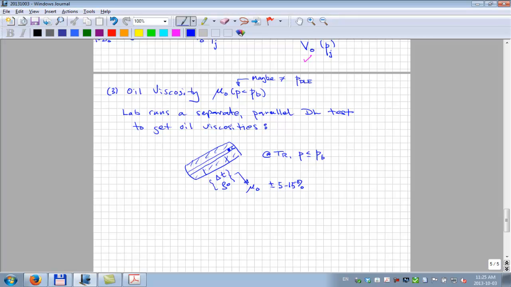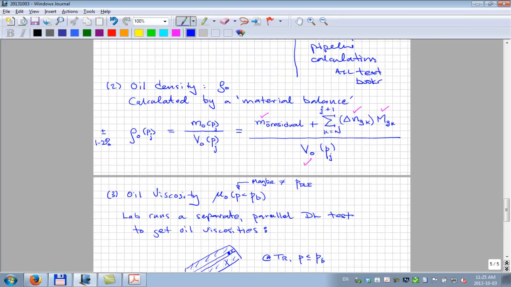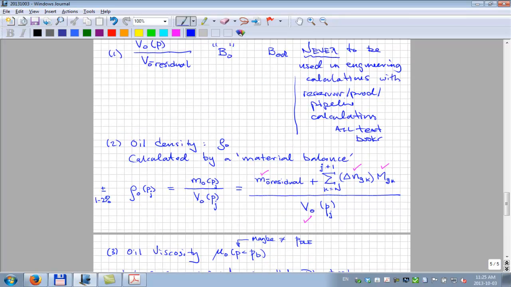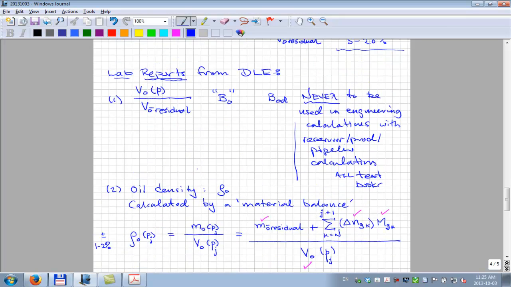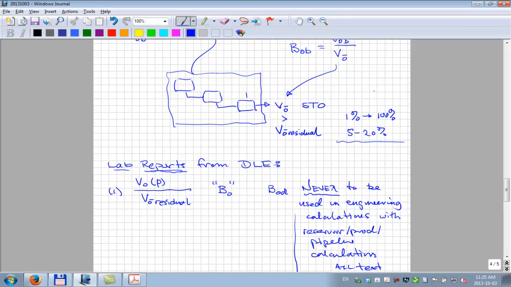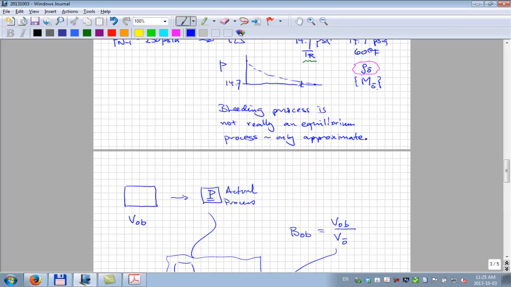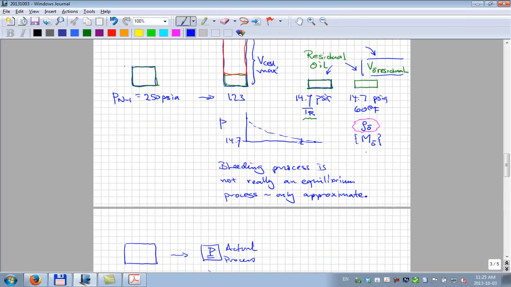So I think these are the only properties of the oil that are measured: the oil volume directly, and the final residual oil density here. And on a few occasions, not very often, you may measure this residual oil composition. Okay, that may be measured as well.